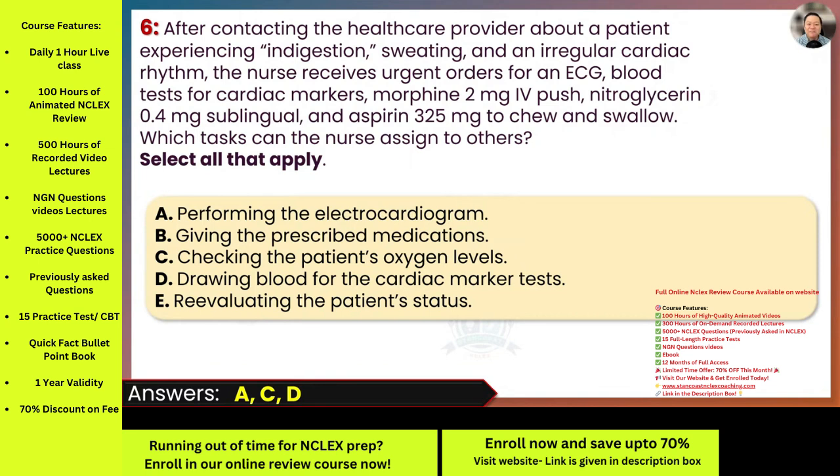Now, if the medications require judgment or close monitoring, this is something that you cannot delegate. And if the question included medications, an unlicensed assistive personnel should not be able to do the medication administration. So think about those considerations.